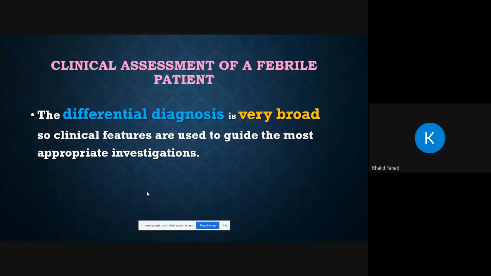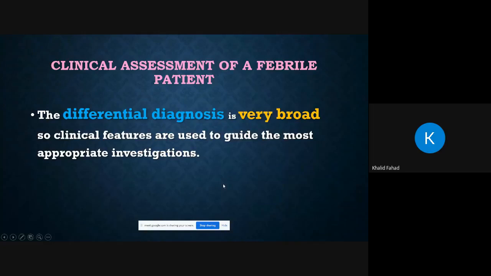Okay, how can we assess the febrile patient? It will begin with taking a good history. The differential diagnosis is very broad, so the clinical features that accompany the fever will guide the most appropriate investigations.